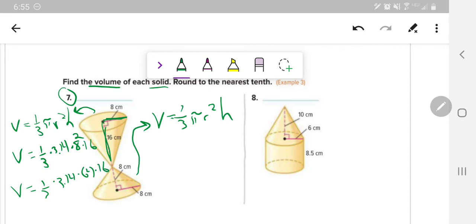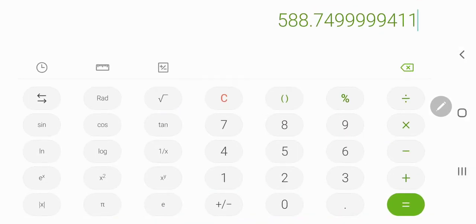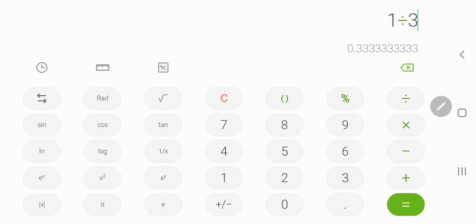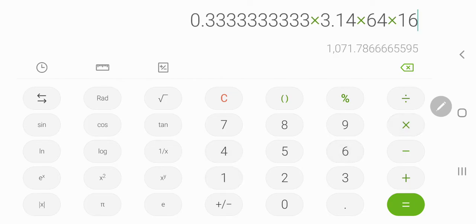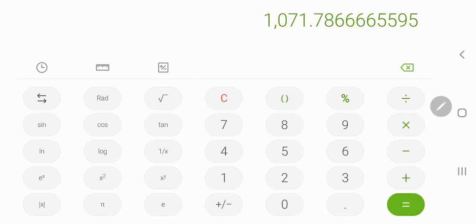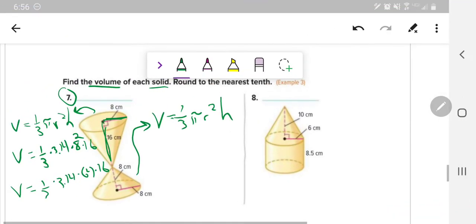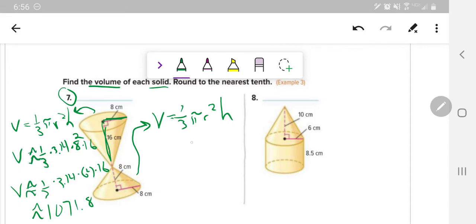Get to my calculator. 1/3, I press equals after that to get that. And then times 3.14 times 64 times 16. 1071.8. So that's 1071.8 approximately. I keep forgetting to use my approximately symbol.